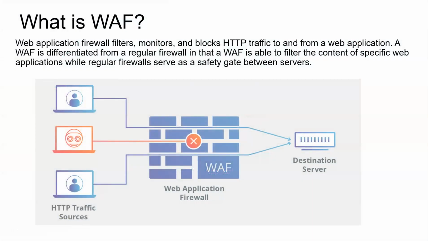So what is Web Application Firewall? Web Application Firewall usually filters, monitors and blocks HTTP traffic to and from a web application. When it finds something fishy, or some security flaws, or some kind of SQL injection or cross-site scripting, all those things will be blocked by the Web Application Firewall. A web application firewall is differentiated from a regular firewall in that it is enabled to filter the content of a specific web application, while regular firewalls serve as a safety gate between the servers.